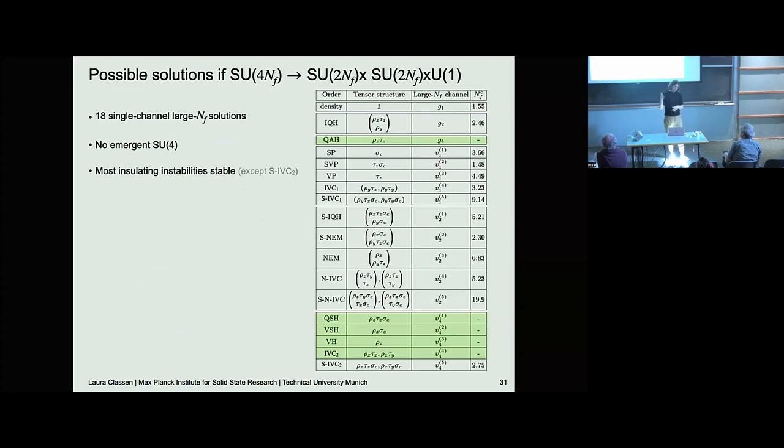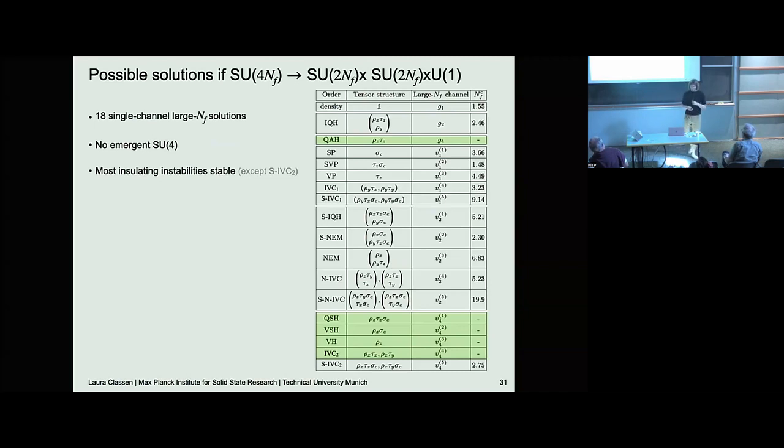Good, then on top of that, we can look at the generalized case when we reduce that symmetry. Here we have 18 single channel large NF solutions, and we can follow them down to smaller NF. Furthermore, we can check these previous fixed points for the higher symmetry case. In that case, we find there is no emergent SU4, so this is a relevant perturbation. And we still find that these instabilities towards insulators remain the most stable.